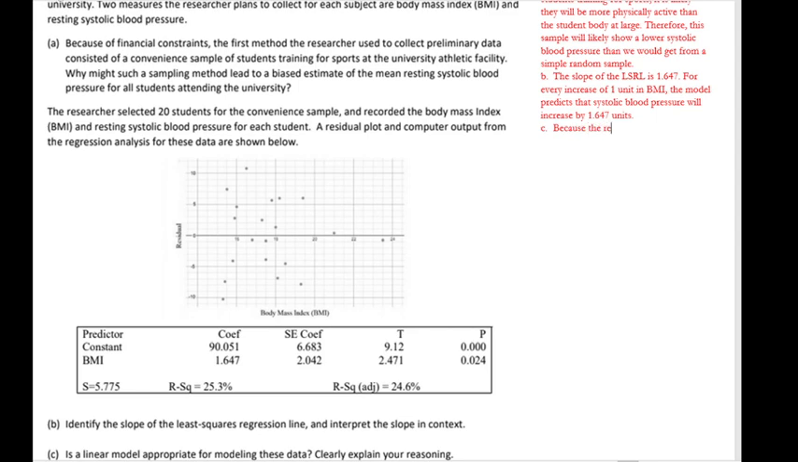So because the residual plot shows a reasonably random scatter of points above and below 0, it appears that a linear model is appropriate in this circumstance.